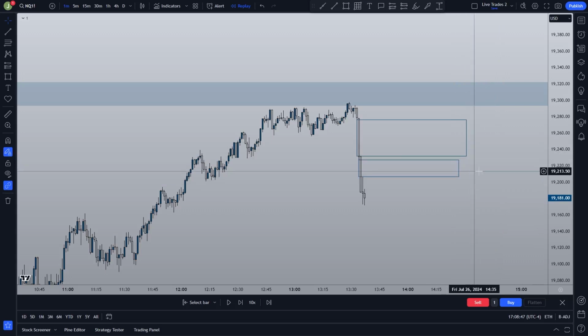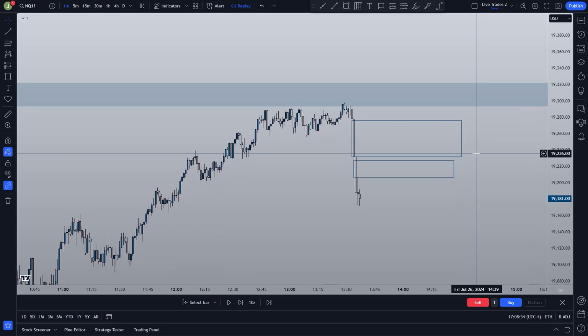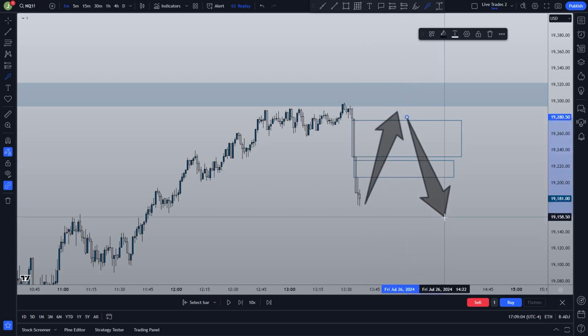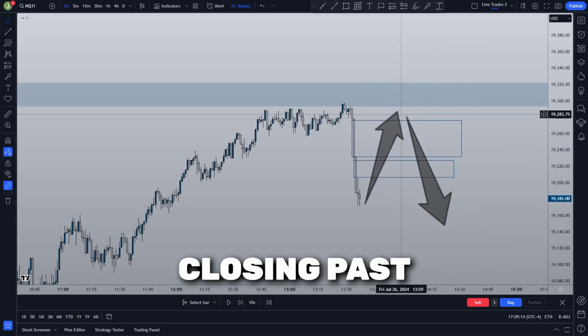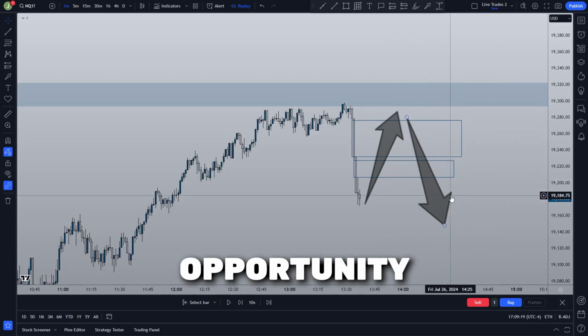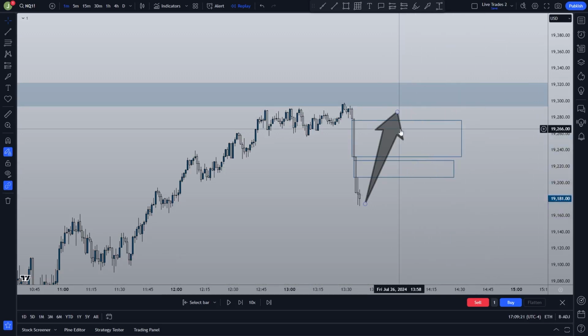You have to remember that the 1-minute chart is fickle, so you're going to find a lot of points of interest down here, and a lot are going to get traded through. Remember, fair value gaps and imbalances on the 1-minute chart can be traded through. What I mean by this is price can retrace all the way past a fair value gap and then continue its movement downwards. Closing past the fair value gap does not invalidate the POI for an immediate trade opportunity. Speaking of trade opportunities, let's see if we get one.